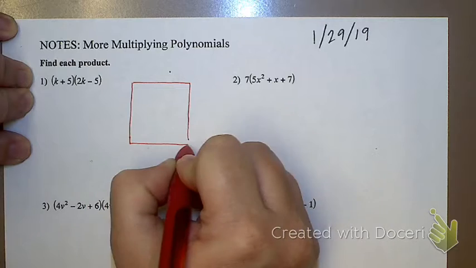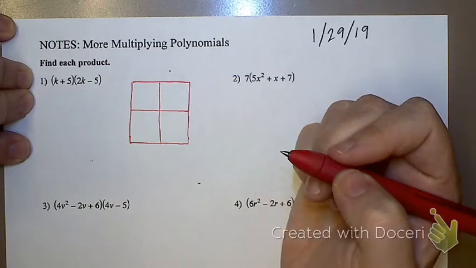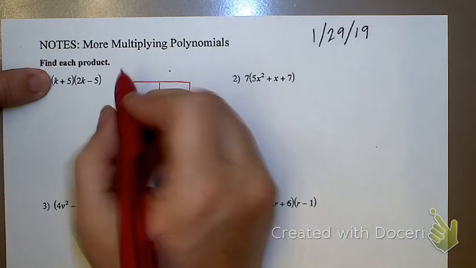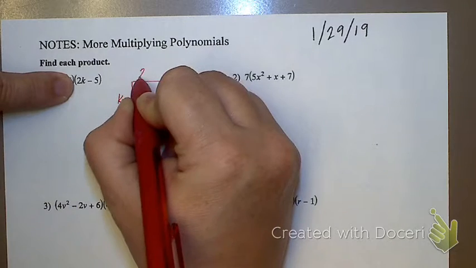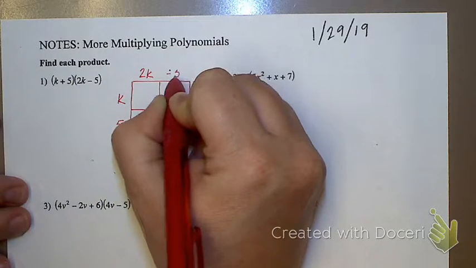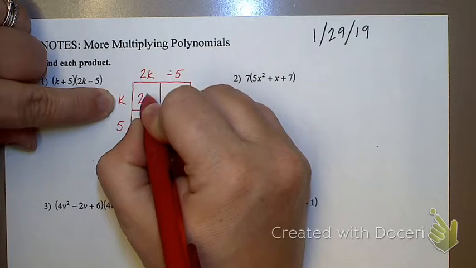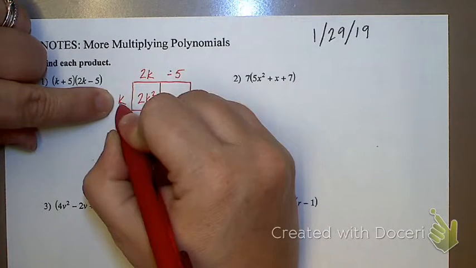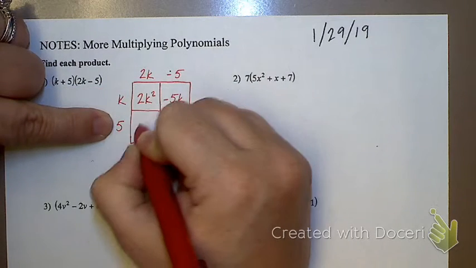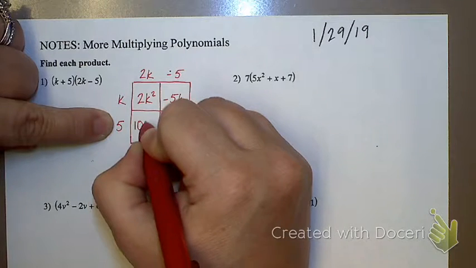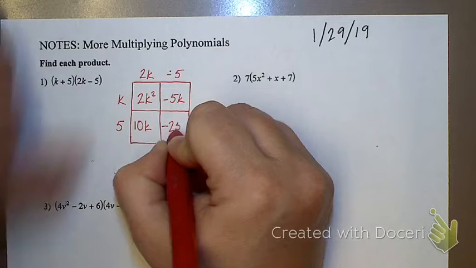Don't worry about space. Make it bigger rather than smaller because you don't want to have to squish everything in. So now I have k and positive 5, and then I have 2k and negative 5. So let's do our multiplication. K times 2k is 2k squared. K times negative 5 would be negative 5k. 5 times 2k would be 10k. And 5 times negative 5 would be negative 25.